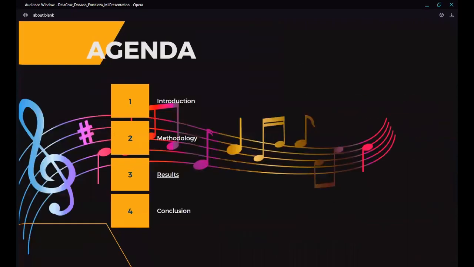Next slide, please. So our presentation for today will be divided into four parts. First is the introduction. Second is the methodology. Third is the results. And lastly is the conclusion.